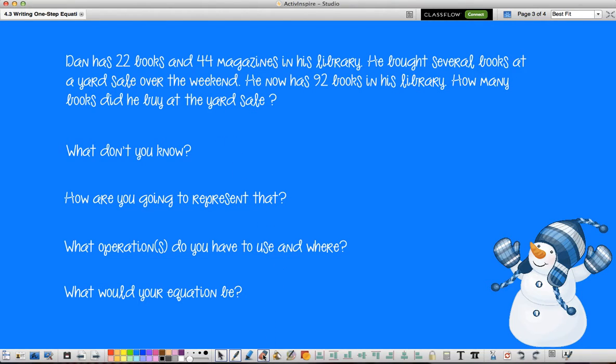All right, so we're going to go through and look for the question: how many books did he buy at the yard sale? That's the question. Now I know based on my instructions from before that I just want to write an equation for this. So what we're saying here is that you're writing an equation that should demonstrate how many books he bought at the yard sale. So what don't I know? I don't know how many books he bought at the yard sale.